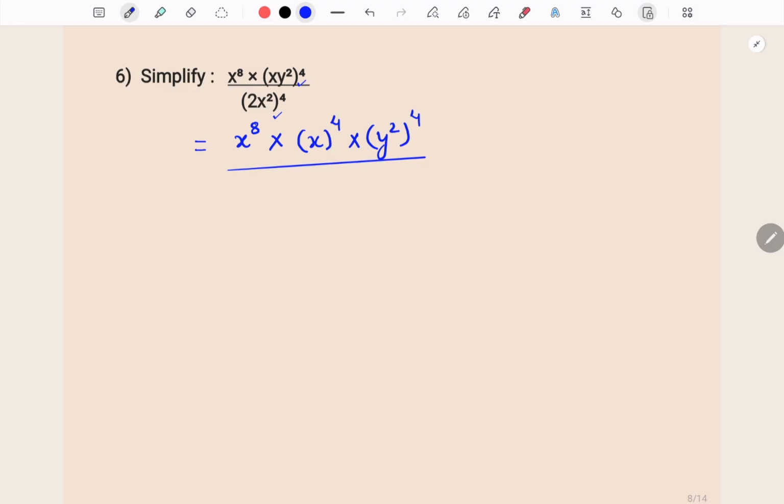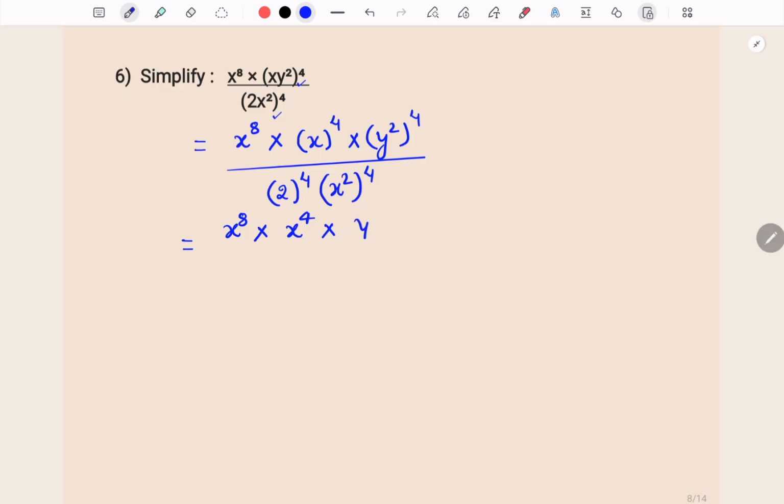Then in the denominator, we have (2x²) all raised to the power 4. Again, with the same logic, I will distribute this power to everything that is present inside the bracket. Now, let's simplify this. We have x raised to the power 8 multiplied by x raised to the power 4, and then we have (y²) all raised to the power 4.